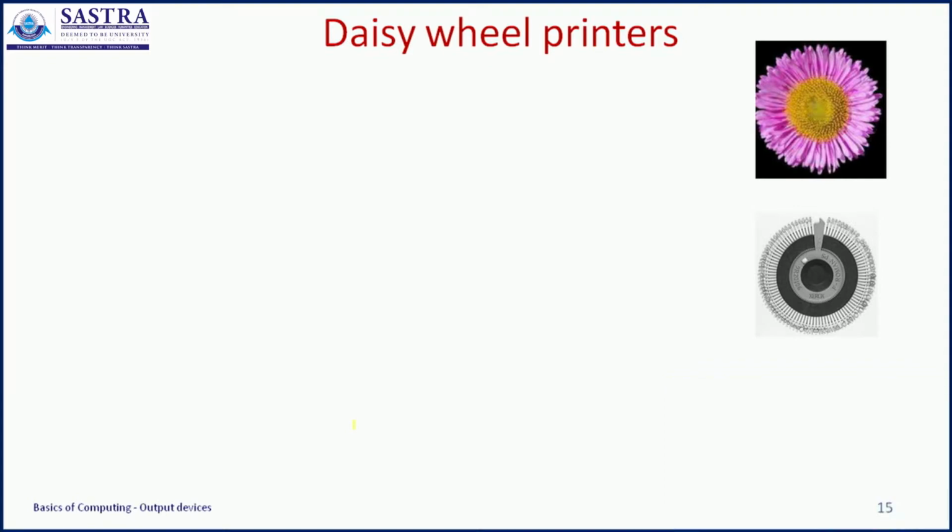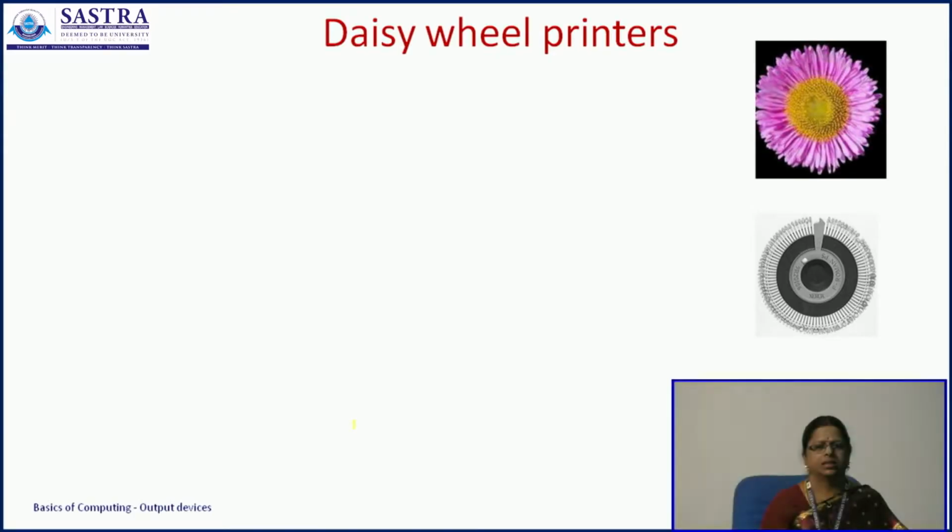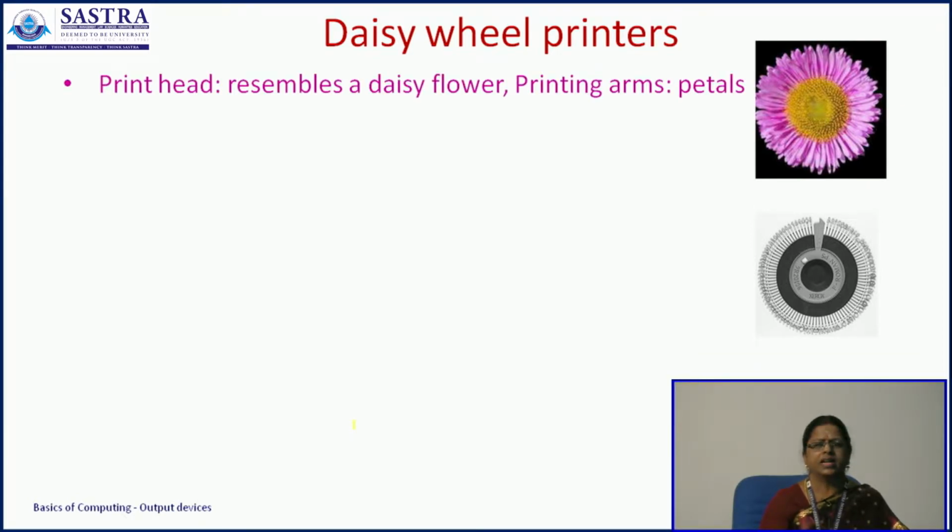The next type of impact printer is the daisy wheel printer. The print head resembles a daisy flower. This is a daisy flower, and this is the print head. This resembles the daisy flower. The printing arms resemble the petals of this flower. Hence, this is named the daisy wheel printer.